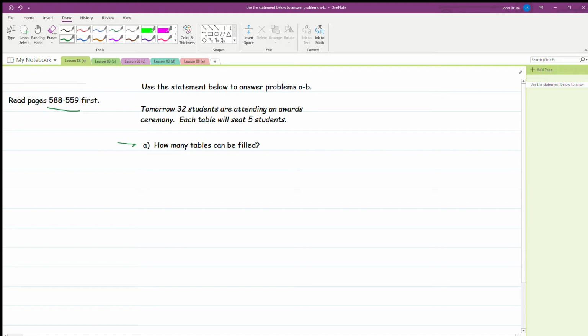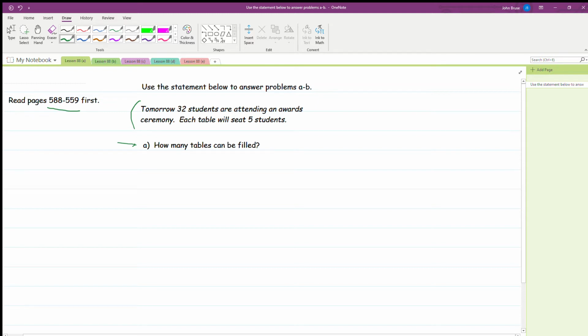All right, it says at the top to use the statement below to answer problems A through B. So this is the statement they're talking about. It says tomorrow 32 students are attending an award ceremony. Each table will seat 5 students. It says how many tables can be filled.